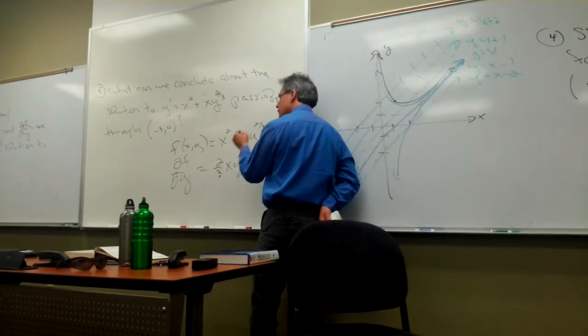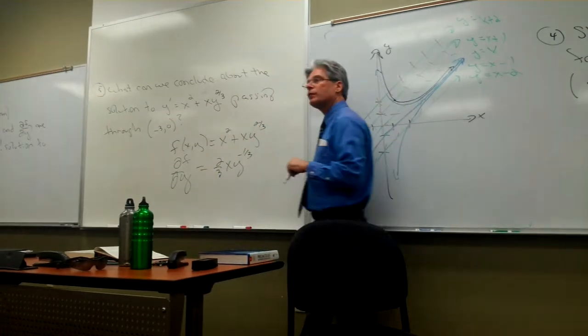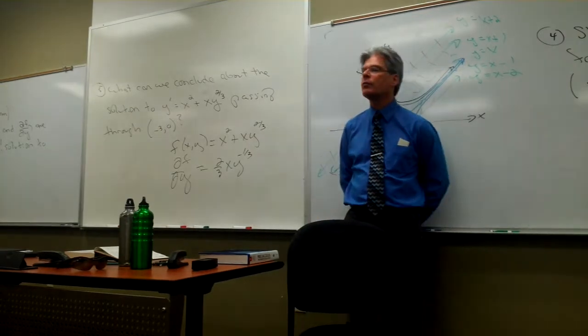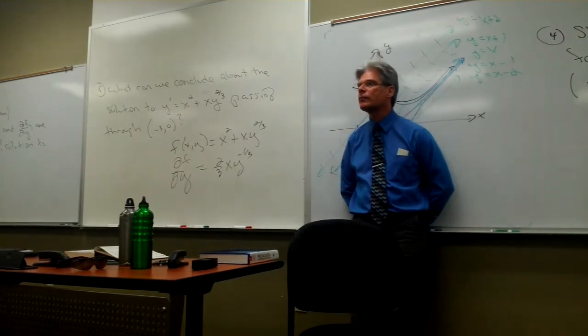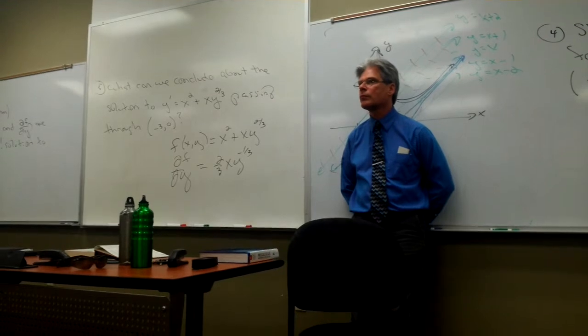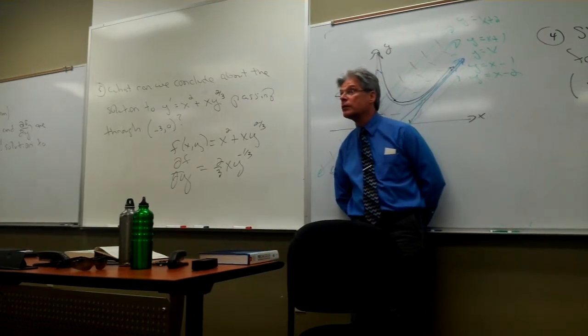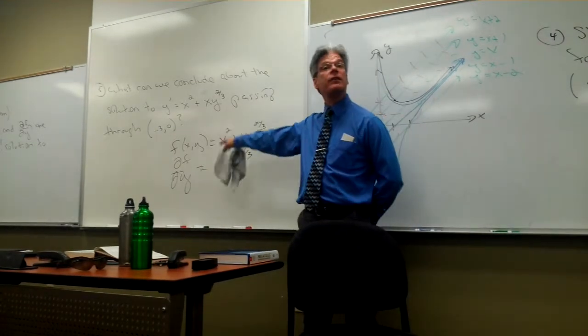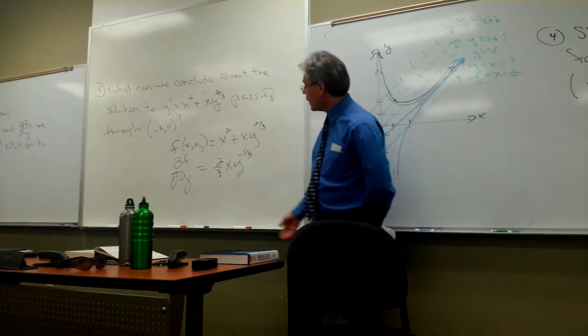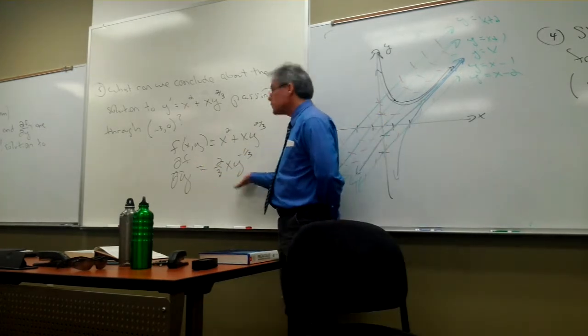What do you mean no? When is it not continuous? y to the negative 1/3 blows up when y is equal to 0. And through that point, y is equal to 0. So I think this partial of f with respect to y is not continuous at any point where y is equal to 0.